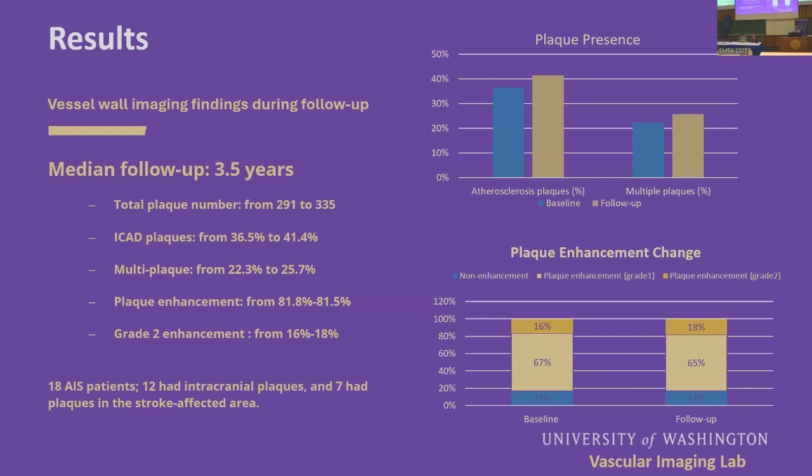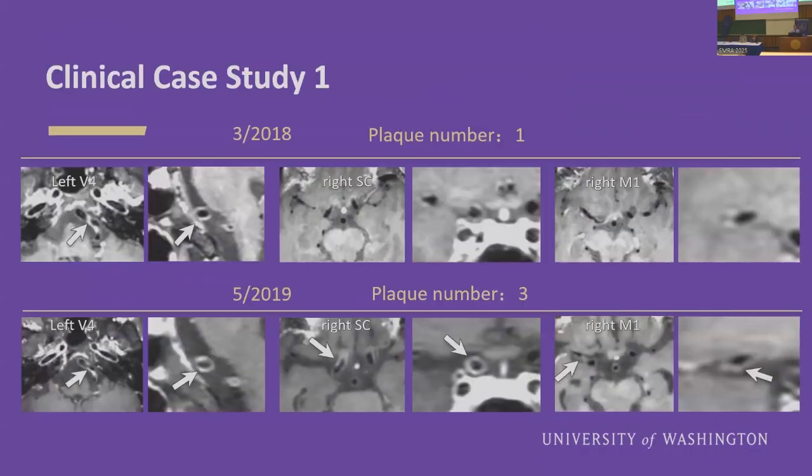We had a small group of patients over this 3.5-year follow-up that did have stroke events, 18. A majority of those did have intracranial atherosclerosis, 12, and 7 of them had atherosclerosis in the same vascular territory. And just to show you an example, this is a patient at baseline who had 1 atherosclerotic plaque involving the left V4, but subsequently developed atherosclerotic plaques involving the right supraclinoid ICA here, as well as the right M1 MCA here.